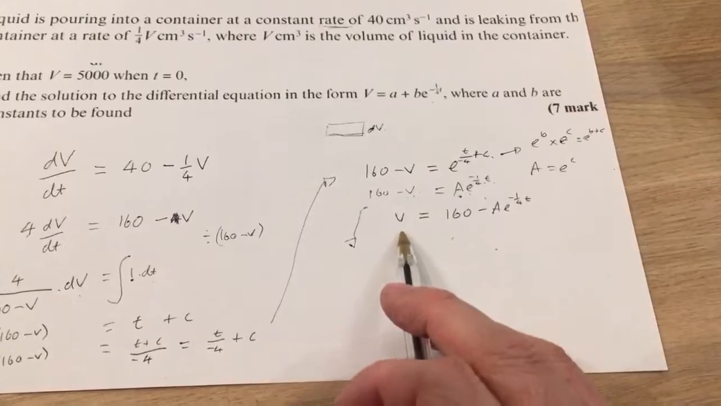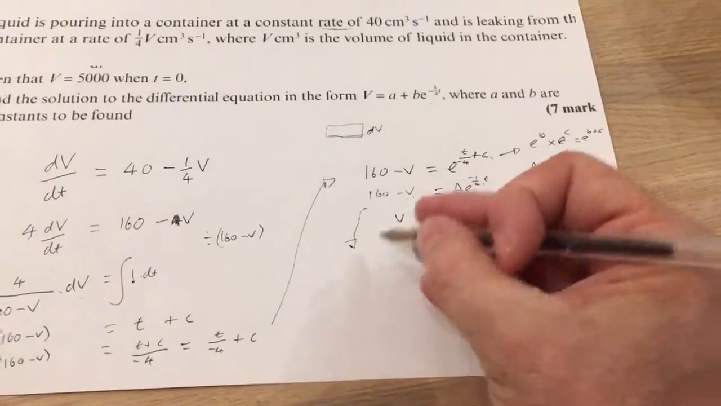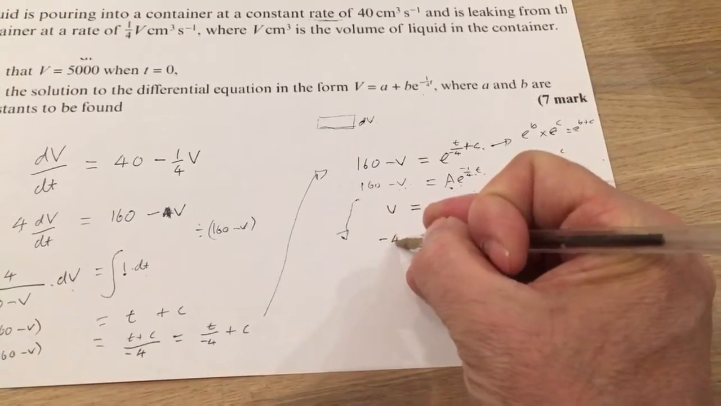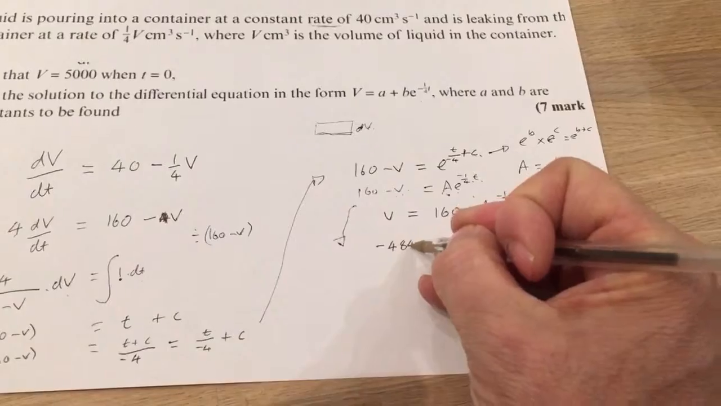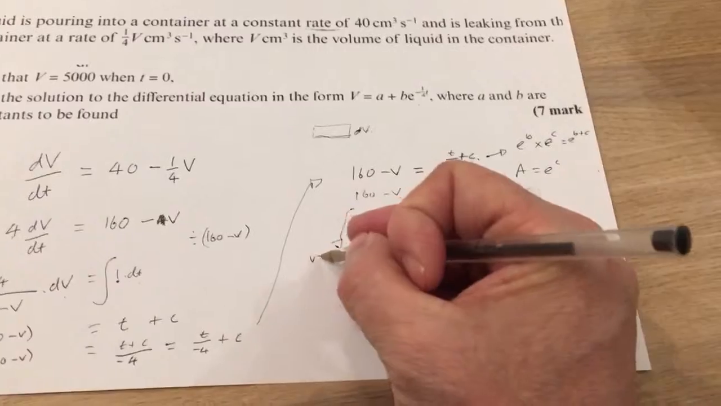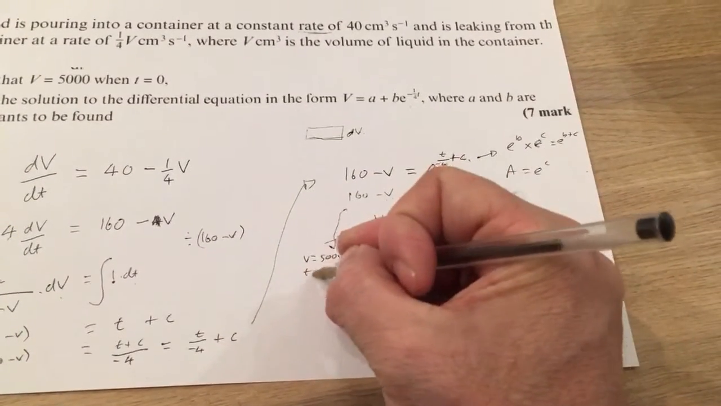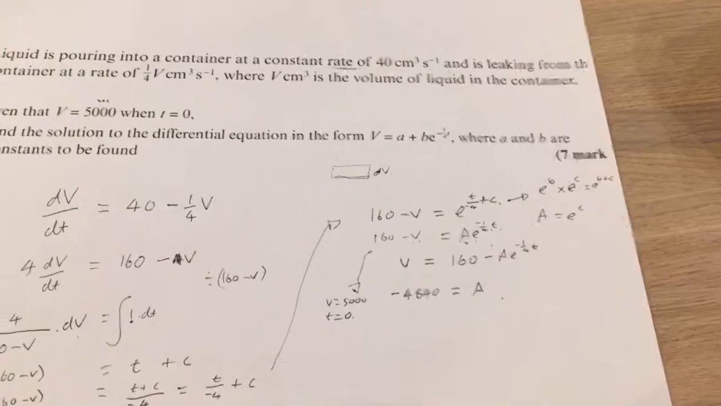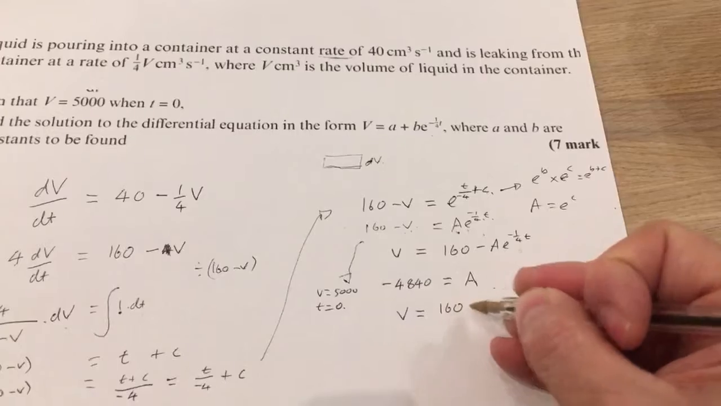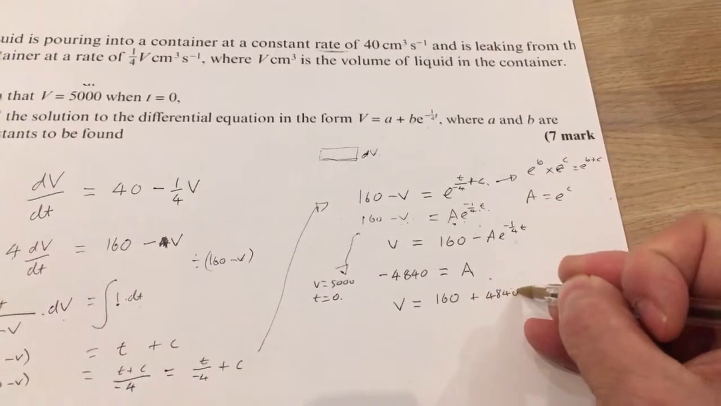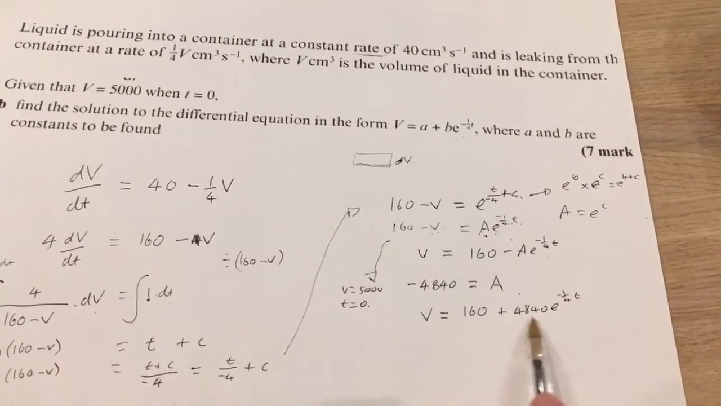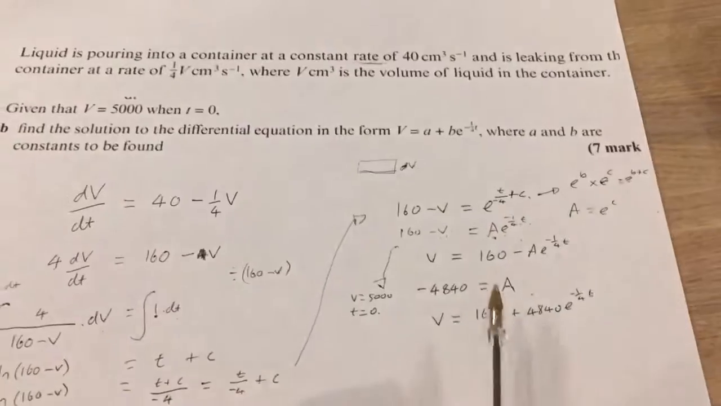So what we'll discover if we do this correctly is that minus 4,840 will be equal to a. And that's because v is equal to 5,000 when t is equal to 0. So now we can complete our equation for a particular solution. And if we wanted to, we could check it by putting 0 in and checking that this did indeed equal 5,000, which it does, of course.